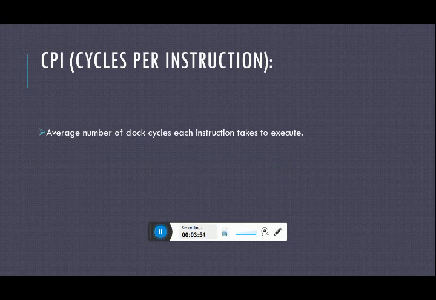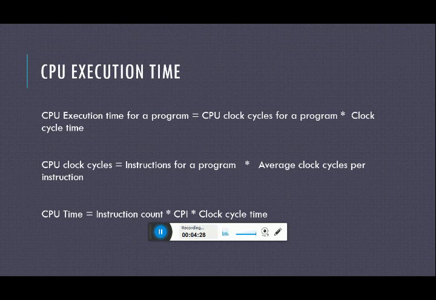Another important term to be explained here is cycles per instruction, that is CPI. CPI is the total cycles taken by each instruction. One way to define CPU clock cycles is to define it in terms of instructions. CPU clock cycles is equal to instructions for a program multiplied by average clock cycles per instruction, that is CPI. So finally we have the formula: CPU time, that is the execution time, is equal to instruction count multiplied by CPI multiplied by clock cycle time. So that's it from me.